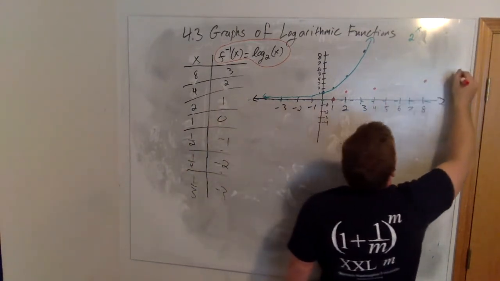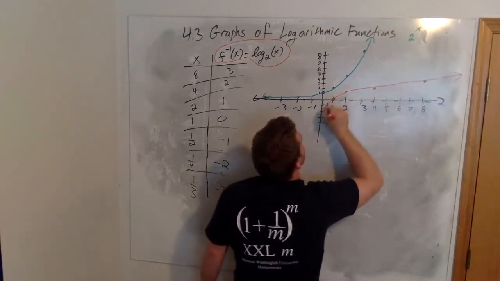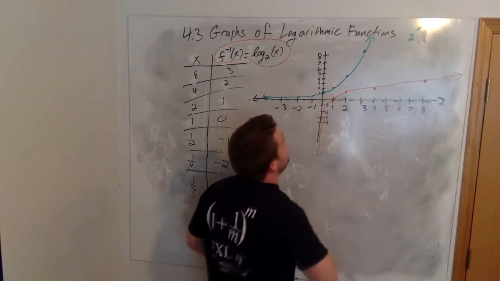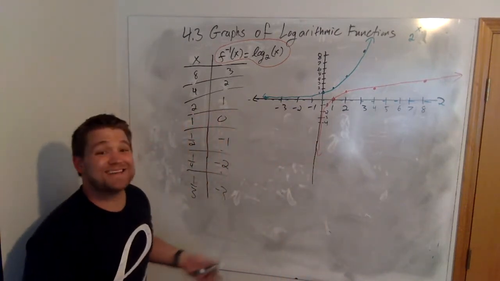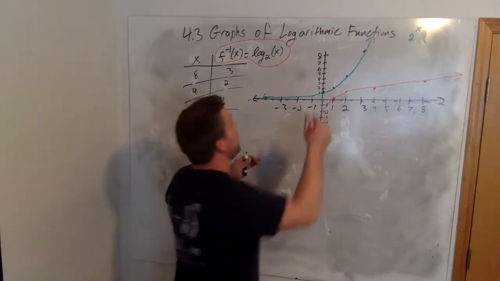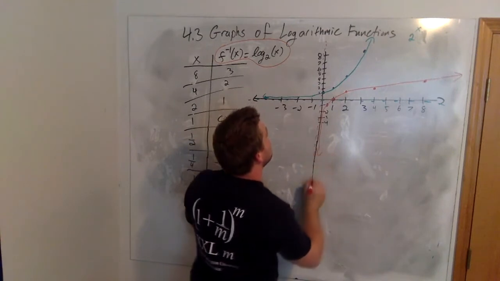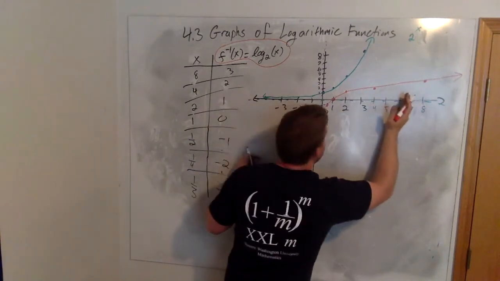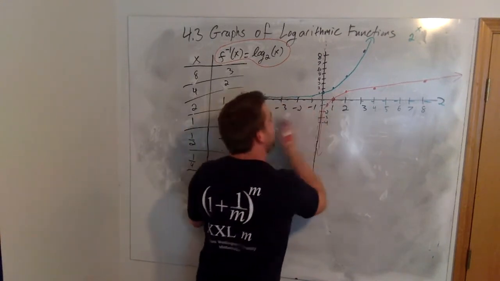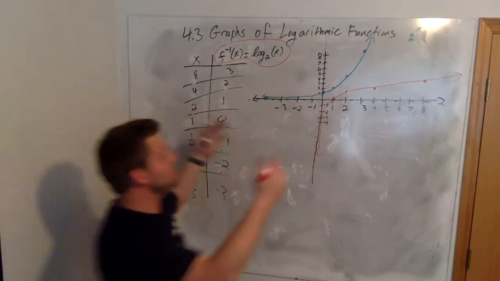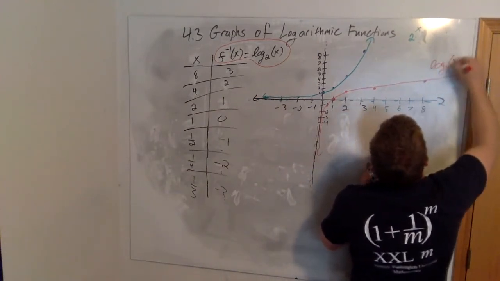Here is the equation of the logarithmic function. Now notice here that it has a vertical asymptote. It must have a vertical asymptote. Notice as the inputs are getting closer to 0, the outputs are getting closer to the y-axis. This is log base 2 of x.